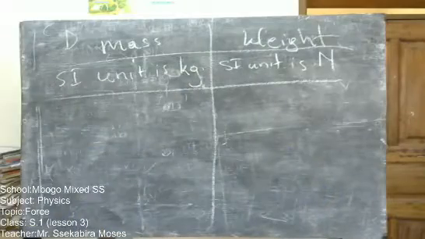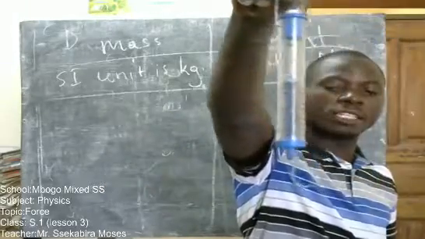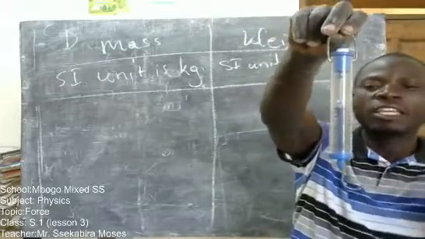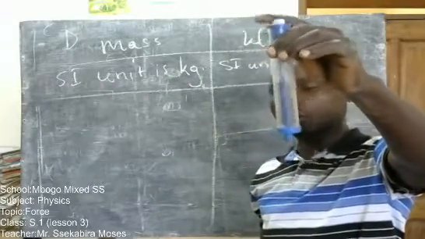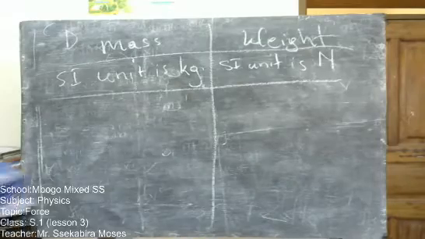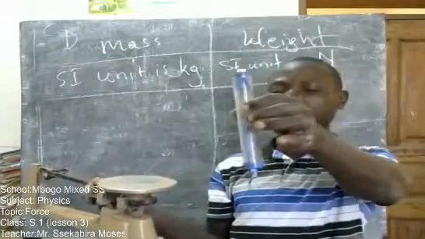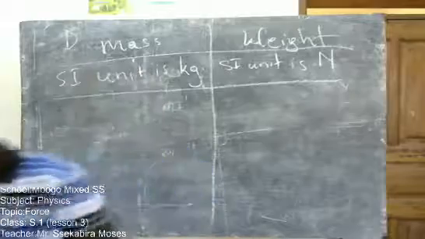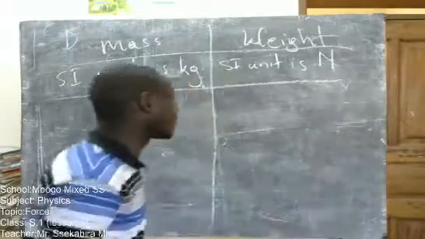What about this instrument? What name is given to this instrument? Good. This is called a spring balance. Under weight and mass, which quantity does it measure? It measures weight. Therefore, we can use those two to differentiate. This is a beam balance. This is a spring balance. The spring balance is used to measure weight, and the beam balance is used to measure mass. That is great. We can use the instruments to differentiate between mass and weight.